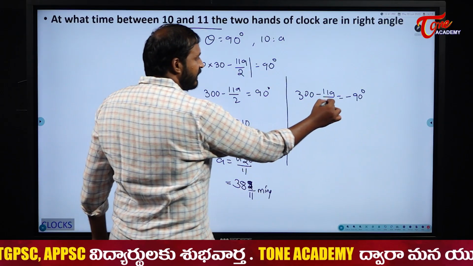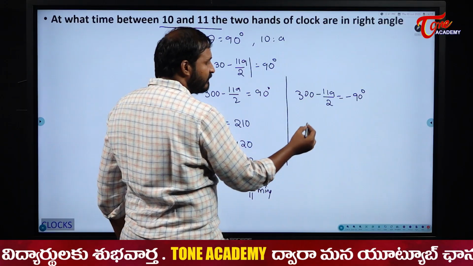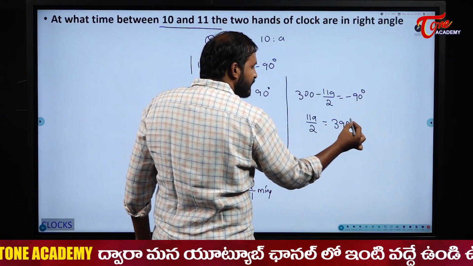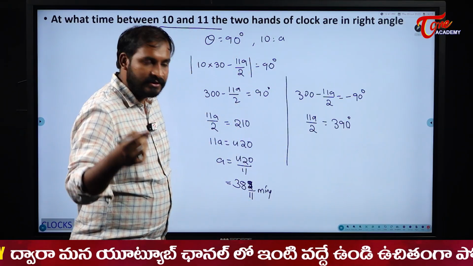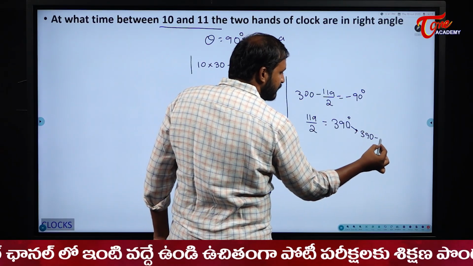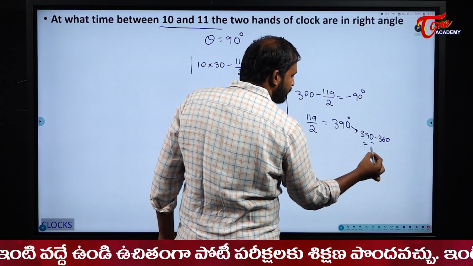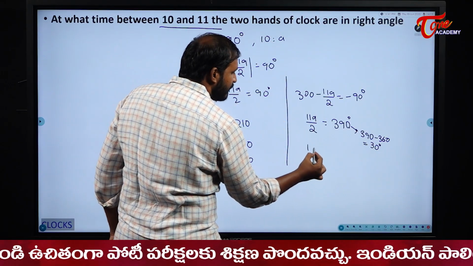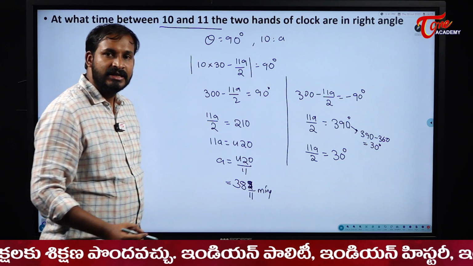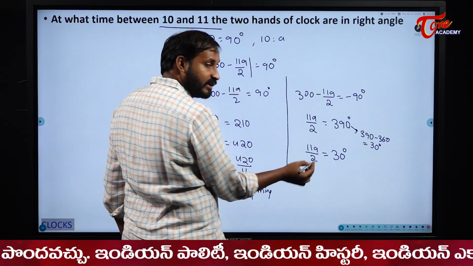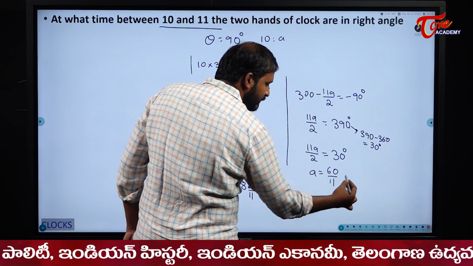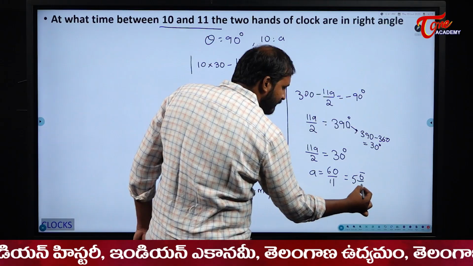And next one, when I send this one to this side and that 90 to this side, 11A by 2 will become what? 390. Please be careful, students. 390 means it is beyond 360. So how will you write this one? 390 minus 360. This will become 30 degrees. So here 11A by 2 value becomes 30 degrees. Please be careful with this one. So here A value will become 60 by 11. That is 5 by 11 minutes.